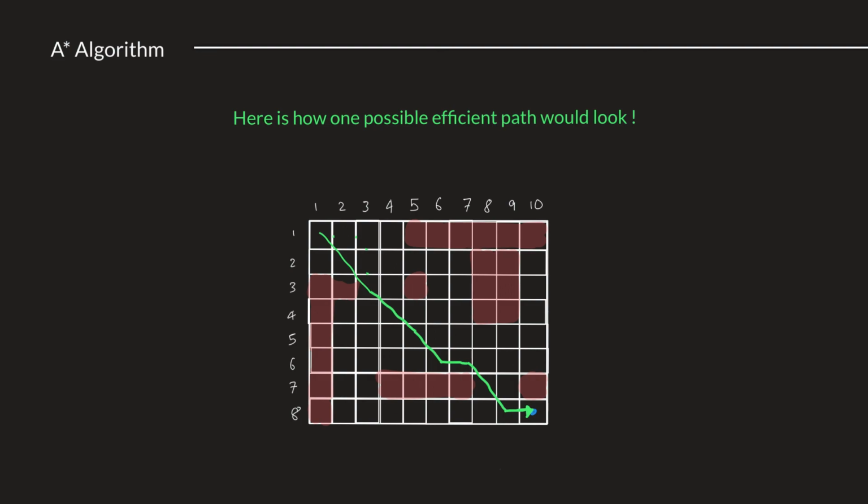So to end with, this is how probably one of the most efficient paths for this specific matrix would look like, and a result that the A star algorithm might produce.